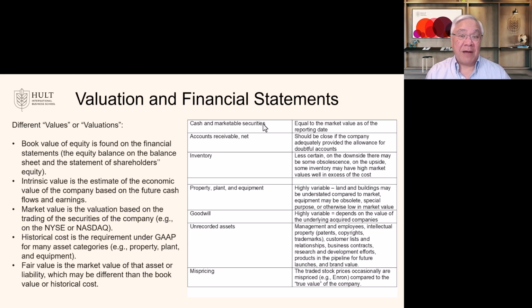PP&E is highly variable. It's recorded at historical cost, and it goes down from there based on depreciation. For certain assets like real estate property, it may go up in value. It may be wildly distorted for buildings. However, for equipment, it may go down faster than the useful life because of its obsolescence. This one can go either way. Goodwill, as mentioned, is based on what we pay in excess of the fair value for a company that we acquire. Unrecorded assets are things like people. We pay salaries to our employees and our management, but they're an asset to the company, and yet we don't see it on the balance sheet. Intellectual property, such as patents, copyrights, and trademarks, are not on the balance sheet unless we pay to buy them from somebody else.